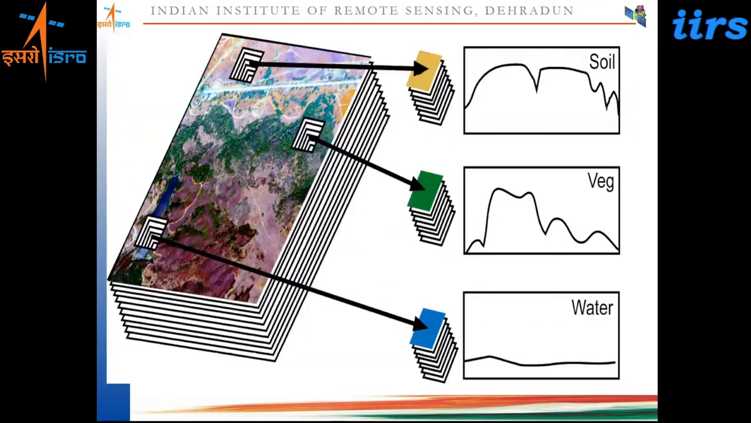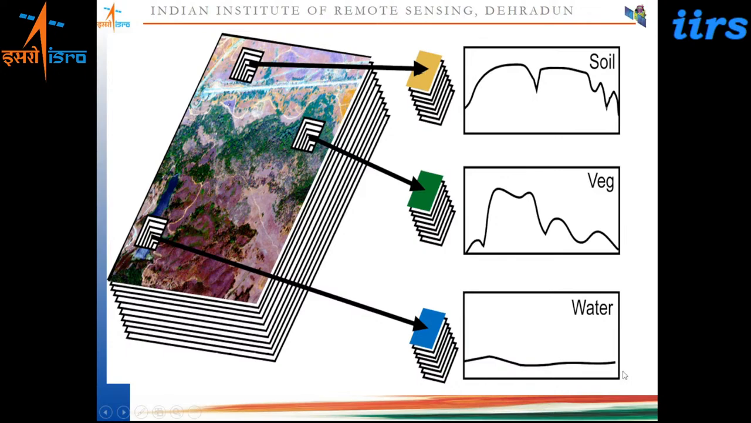Now this is just an example, where there are three main classes in an image: soil, vegetation and water. The soil spectra will look like this, the vegetation will look like this, and water will look like this. Just by seeing the spectral properties, you can say that vegetation will have absorption in red and suddenly very high reflectance in infrared. So by seeing this spectrum, you can say that it belongs to vegetation, which consists of chlorophyll. For water, there is high reflectance in the visible region, and after that it is almost absorbed and we get values almost close to zero.